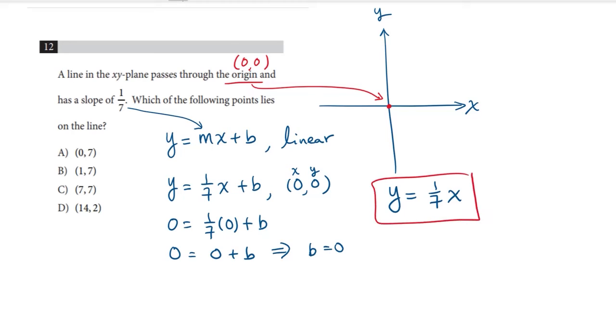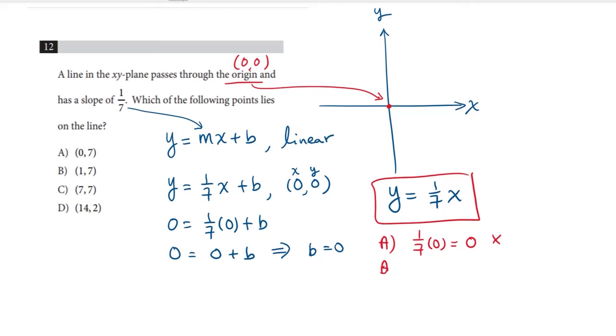We just need to find which point will be on the line by substituting into the equation that we've just figured out. So (0, 7). Let's try. So A, plug it in, x is 0. 1/7 times 0 is 0. But here it is a 7, so it's not the one.